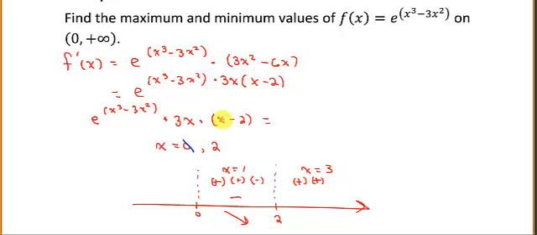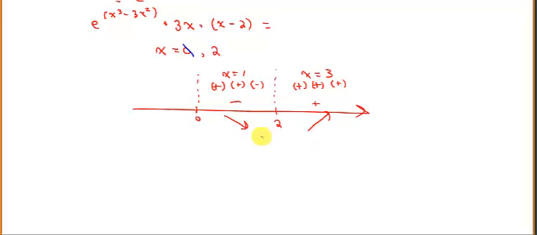Okay, and x minus 2 is 3 minus 2, that's 1. So that's positive. So everything's positive here. So the derivative is positive. That means the function is increasing. So we must have a relative min at x equals 2. But that's the only relative extremum that we have on this interval because we don't have any more critical values on that interval. So it's an absolute min.